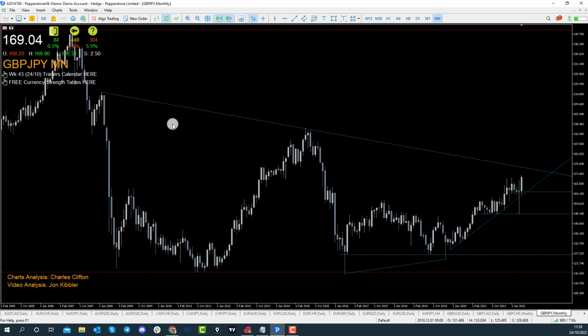Now, price at the moment is currently trading at 169. The reason how I know that is if we look at our chart partner in the top left corner here, you can see that we are at 169.04. We have other data here as well. You can see that we're on the monthly chart here, and our open, high, low, and our spread, our cost of doing business, is also featured there.